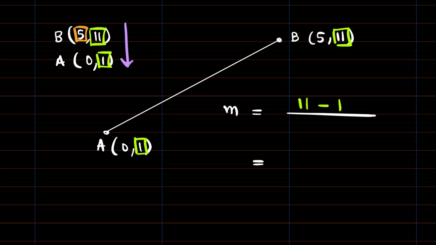And change in x is 5 minus 0. So what do we get at the top? That is 10. What do we get at the bottom? That is 5. So 10 divided by 5 comes out to be 2. That is the slope of this line.